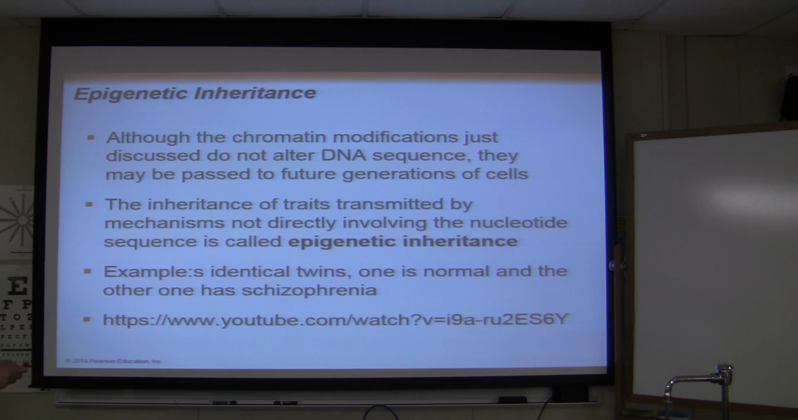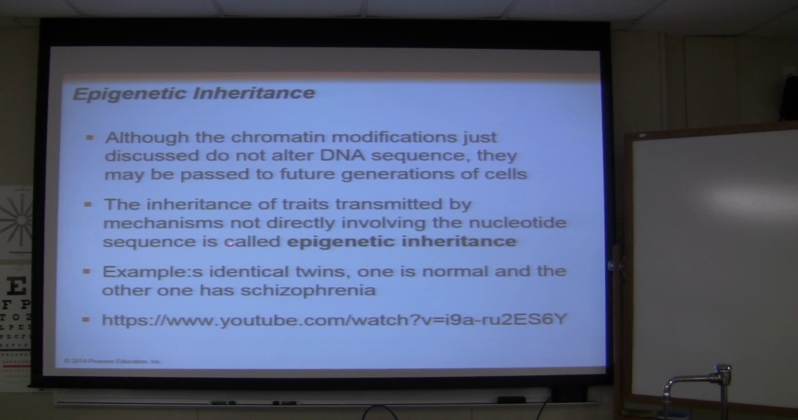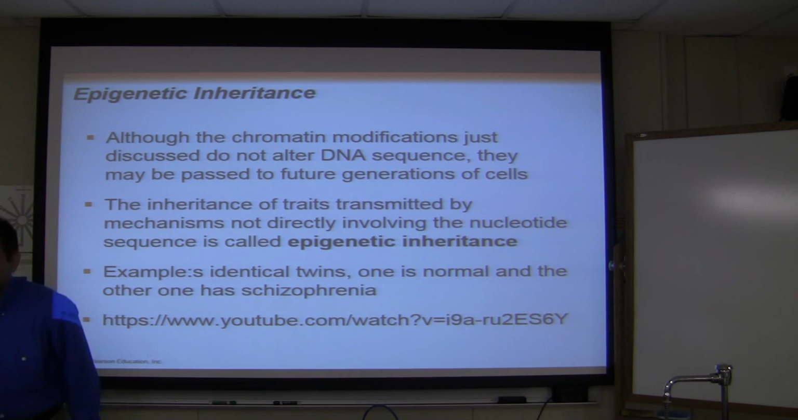Although the chromatin modifications just discussed do not alter the DNA sequence, they may be passed to future generations of cells. So that is the genetics, the nature part. The inheritance of traits transmitted by mechanisms not directly involving the nucleotide sequence is called epigenetic inheritance. Examples: identical twins, one is normal and one has schizophrenia. It's a 10-minute video.